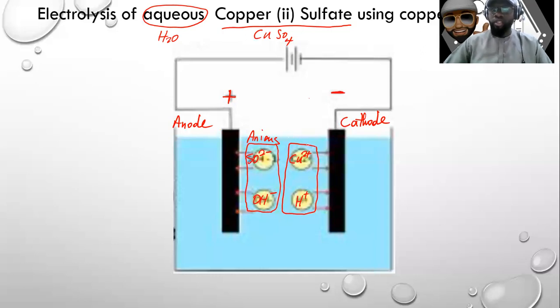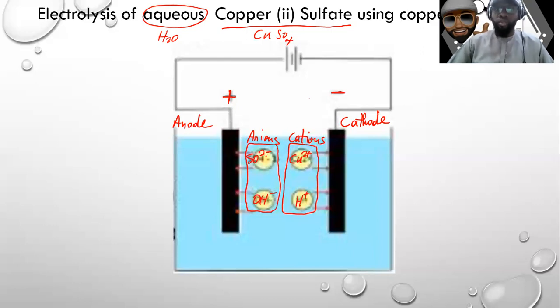So what's your guess for the name of the ions attracted to the cathode? Take a minute and think of it. What do you think the ions attracted to the cathode are called? Okay, these ions are called cations, C-A-T-I-O-N, cations, because they're attracted to the cathode.